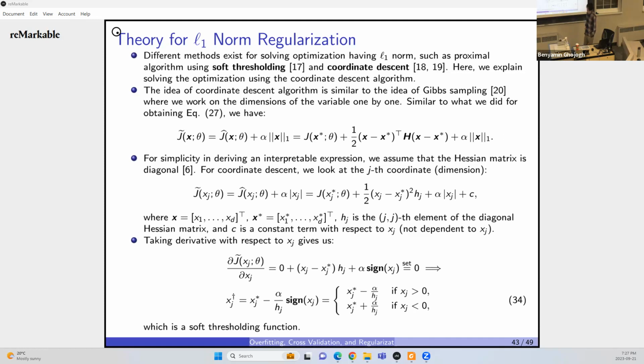So different methods exist for solving L1 norm optimization. For more information, you can see my lecture on YouTube about, I think it was non-smooth optimization. I have a lecture on it in my optimization techniques course. Okay, but at least two of them are soft thresholding and coordinate descent. I have explained all of them in that lecture, but we'll go through that a little bit here.